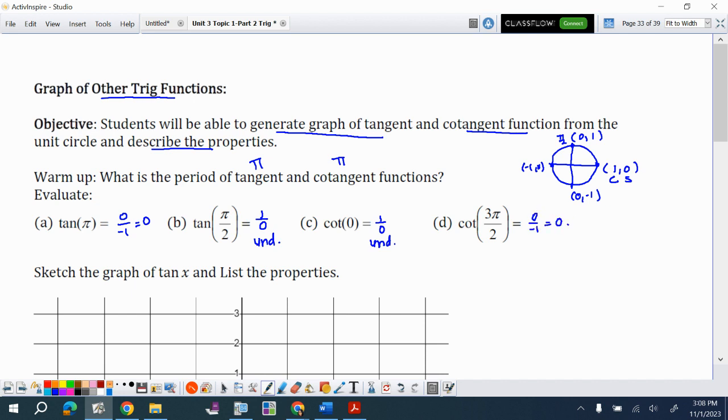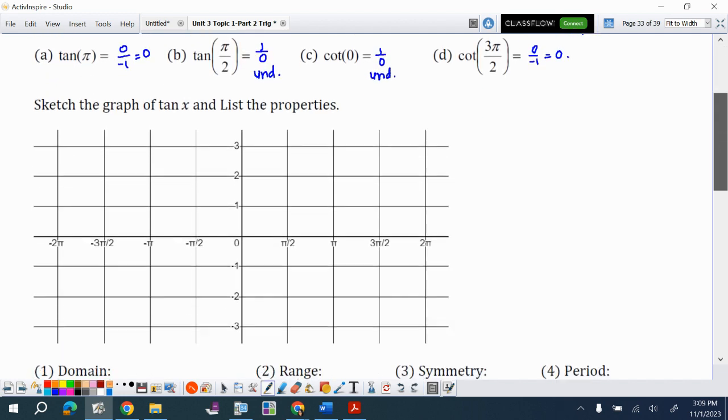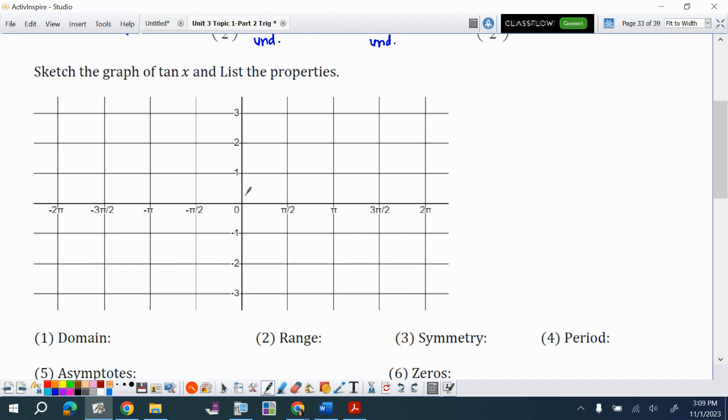Okay, so we are wondering what the tangent graph looks like. We are given the grid ready and we have to understand what the tangent graph looks like. So know that tangent is always y over x. In other words, it's always sine theta over cosine theta. So we are going to see what happens if cosine theta is 0.